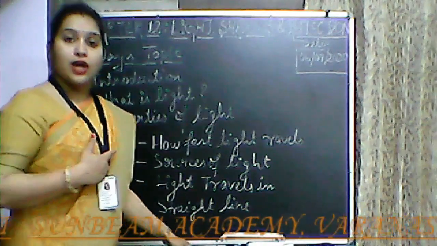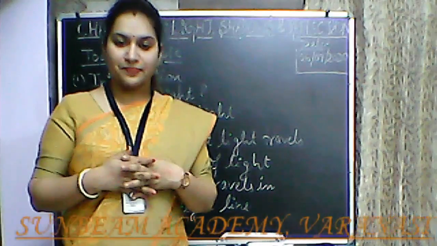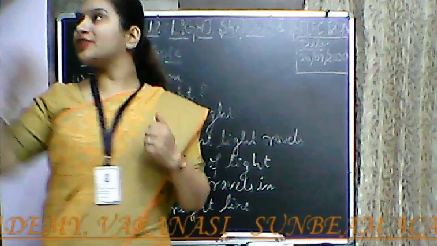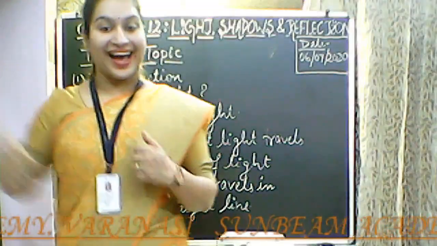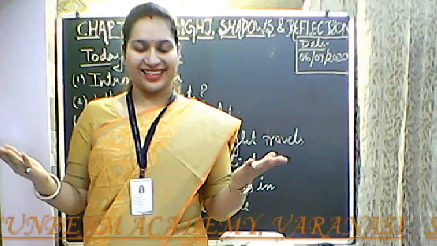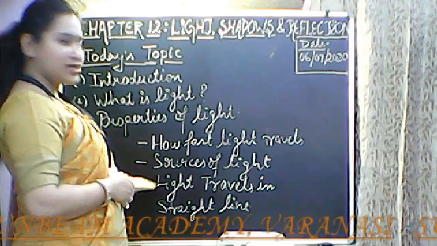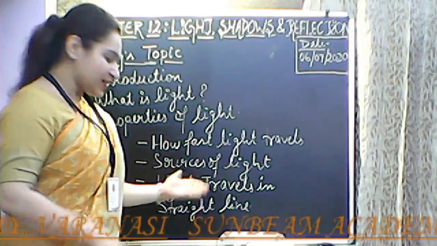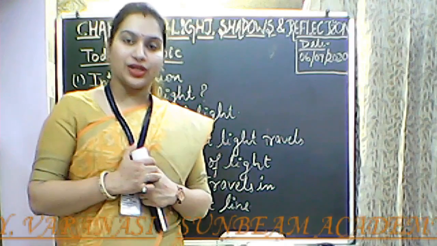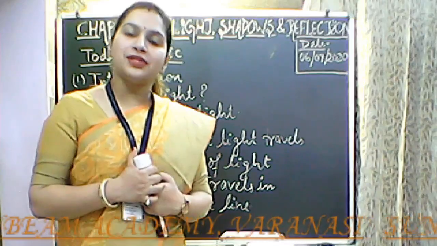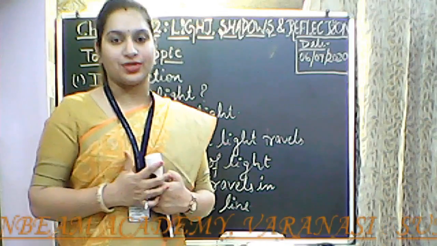Isn't it? So what does light do? And now you are not able to see anything. But what if I switch on the lights again? I am again switching on the lights and you are able to see everything. Isn't it? Now you are able to see even the board clearly, what is written. Okay? So what does light do? Light enables us to see things around us.